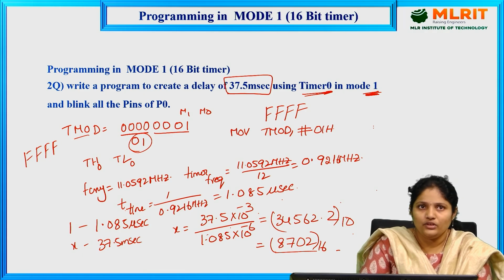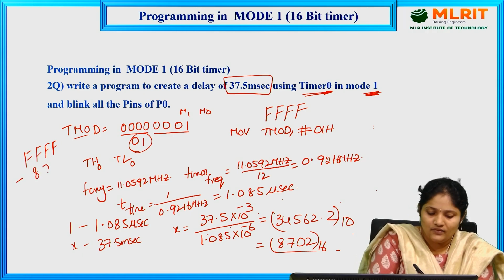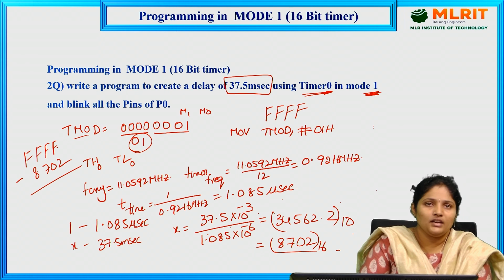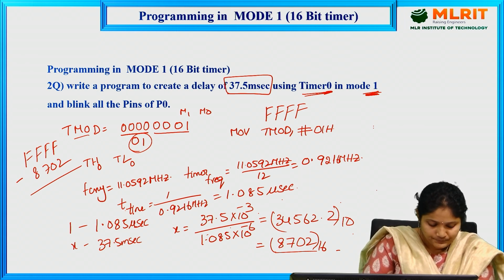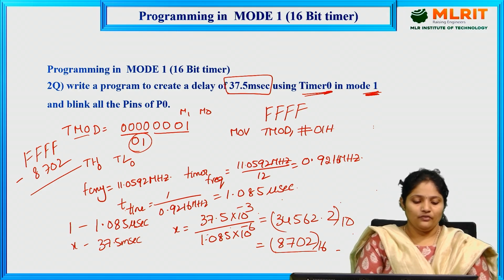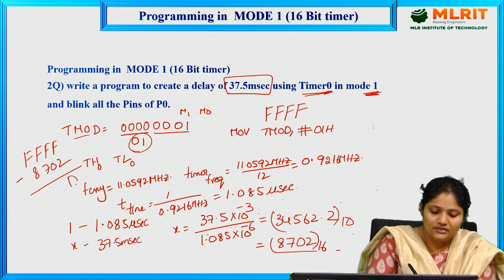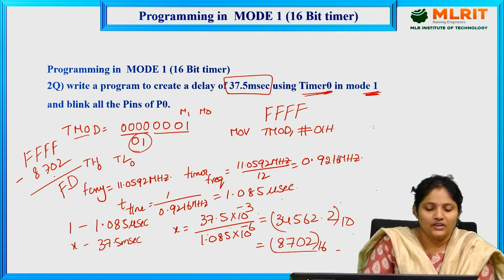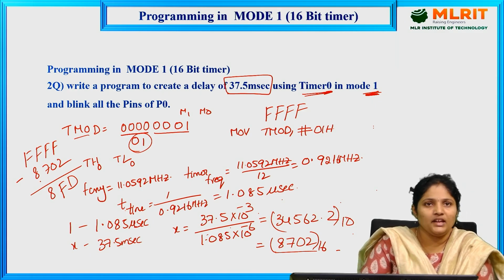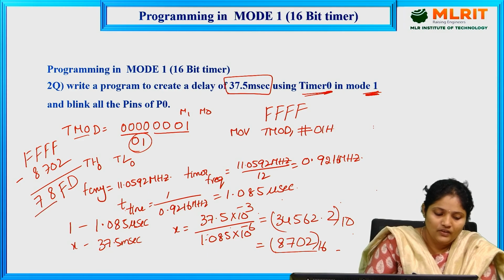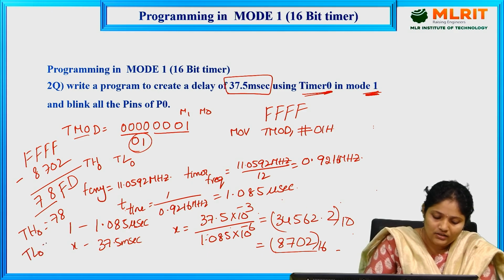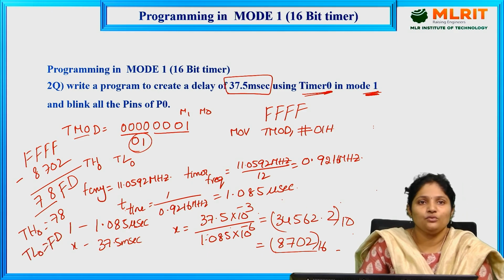in mode 1 the highest value is FFFF. So we need to subtract 8702. Here F is 15, 15 minus 2 is 13, and 13 means D. F minus 0 is F. F minus 7, 15 minus 7 is 8, and F minus 8 is 7. So we need to load TH0 as 78 and TL0 as FD. So these two steps have been done.